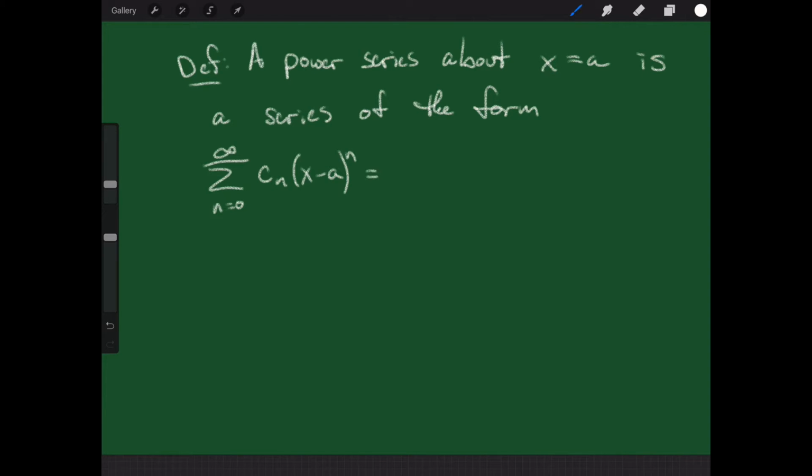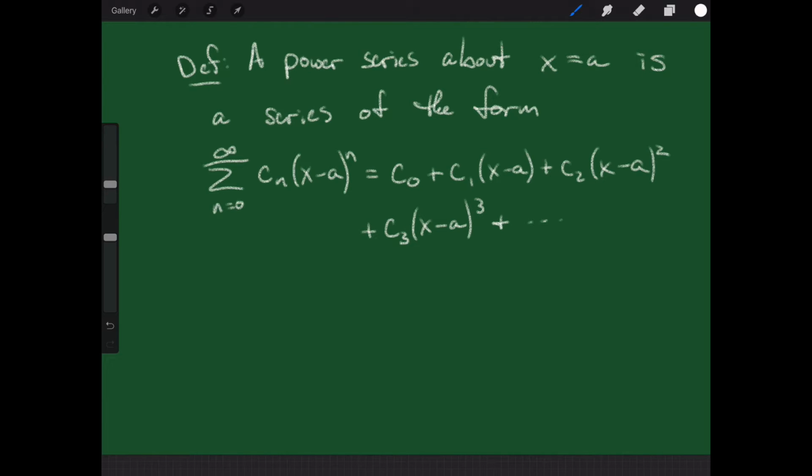So if we were to write out a few terms of this series, it'd look more like this. We still start with c sub 0 plus c1 times x minus a to the first power plus c2 times x minus a squared, and if I wanted to keep going, plus c3 times x minus a cubed plus and so on.